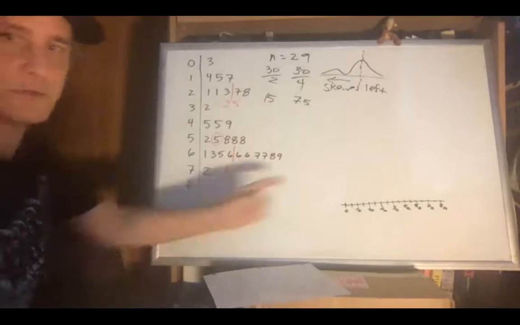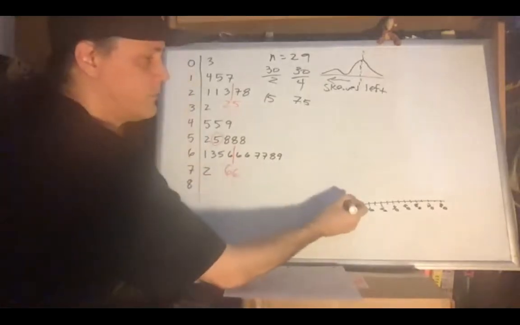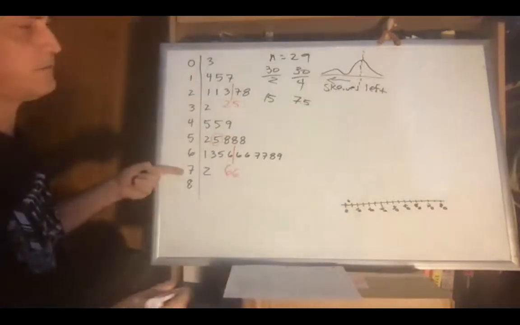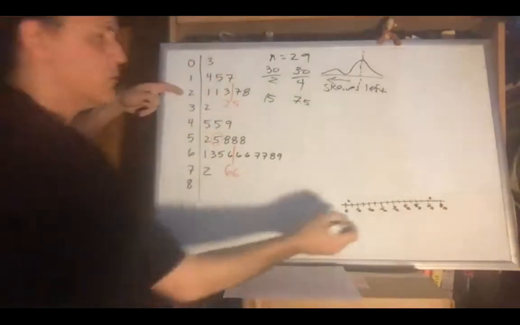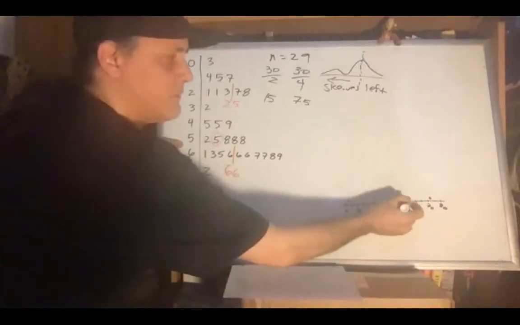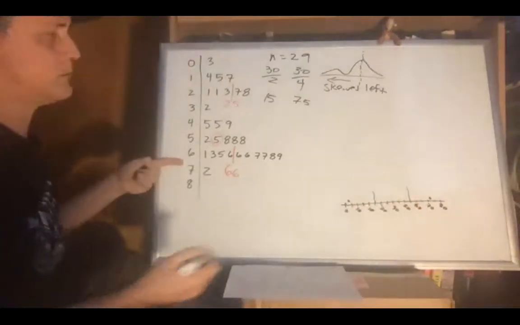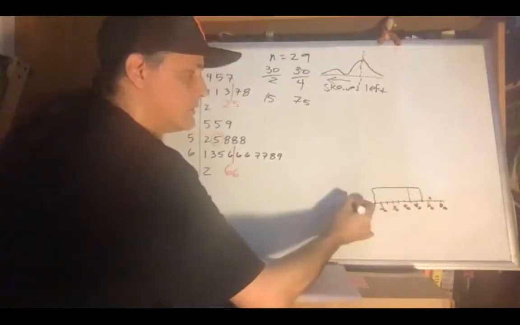Okay, so let's go ahead and do a box and whisker. The lower end of the data was a 3. The upper end of the data was a 72. The lower quartile was 25, the median was 55, and the upper quartile was 66. Ooh-wee, look at that.